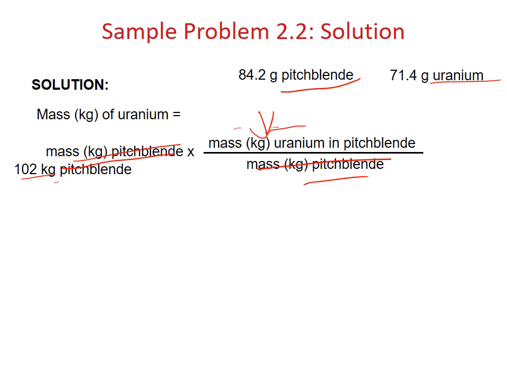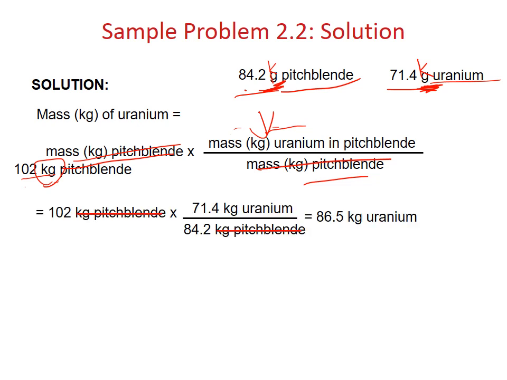Now, because the given mass of the larger sample is in kilogram and the small sample is in gram, you need to have the same unit. Since in the small sample both are grams, they have the same ratio, so you can change both to kilogram. If both are grams, you just multiply by 1000 for both. So 84.2 kilogram pitchblende also gives you 71.4 kilogram uranium. So use that as a conversion factor.